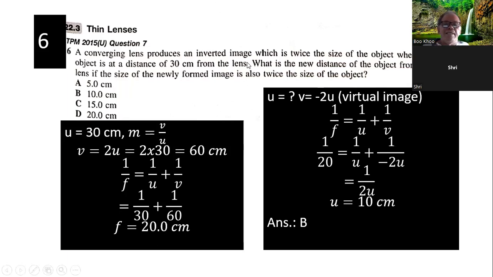You can see that both of them are the same thing, but you are told that the newly formed image is about twice the size of the object, so it cannot be inverted anymore. If it's inverted, then your object distance is 30 cm, but that's not the answer here. So the only other way possible is a virtual image. If not, it will be exactly the same as the first one. So it cannot be. So you just have to guess that it's a virtual image.